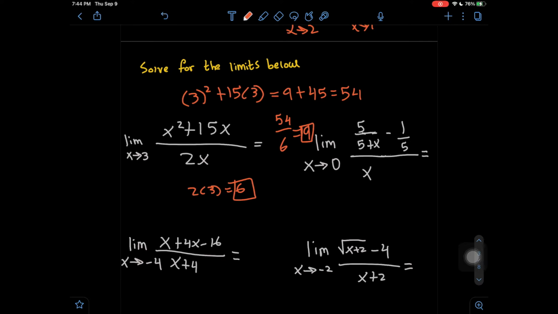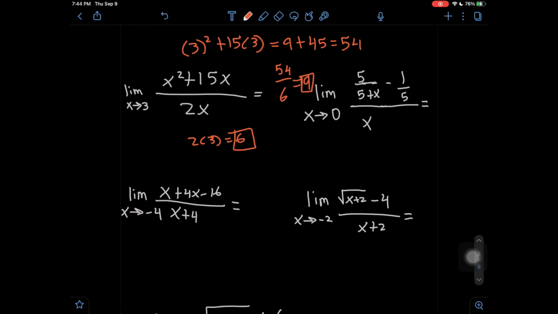Now let's go ahead and do our second problem down here, which says the limit as x approaches -4 of x plus 4 times x minus 4 over x plus 4. Well, again, we're going to do direct substitution in our denominator first and make sure it doesn't equal 0. So we have -4 plus 4, and that obviously equals 0. Now that we know it equals 0, we have to try to factor the numerator. So let's go ahead and do that.